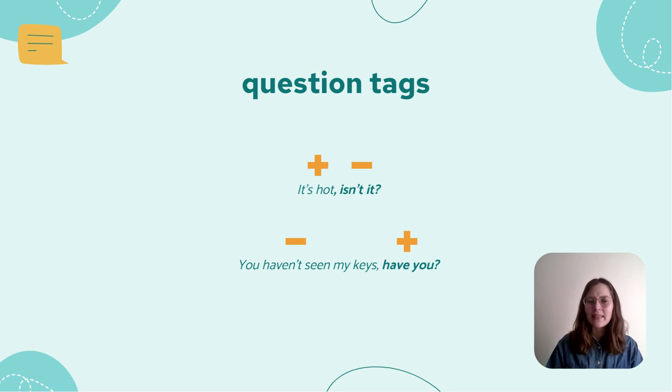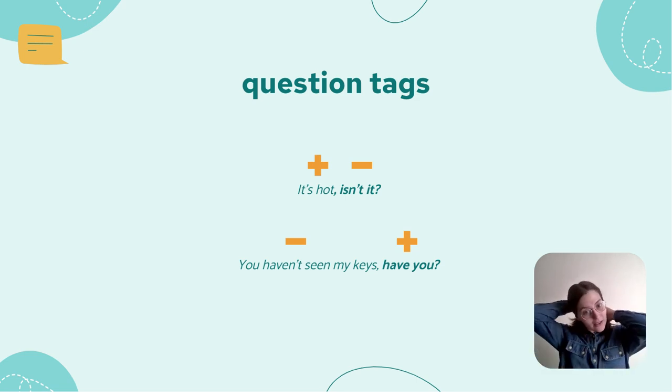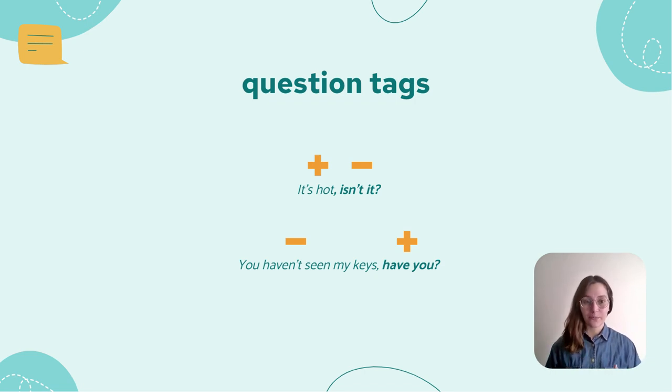Now, how do we create them? Because they're very short, what we need is the auxiliary. So, if it is the verb to be, as in the first example, I simply repeat it in the correct form. Isn't it? In the second case, I'm looking at the present perfect tense, so I repeat the auxiliary. Have you? There's no need to repeat anything else apart from the auxiliary and the subject.